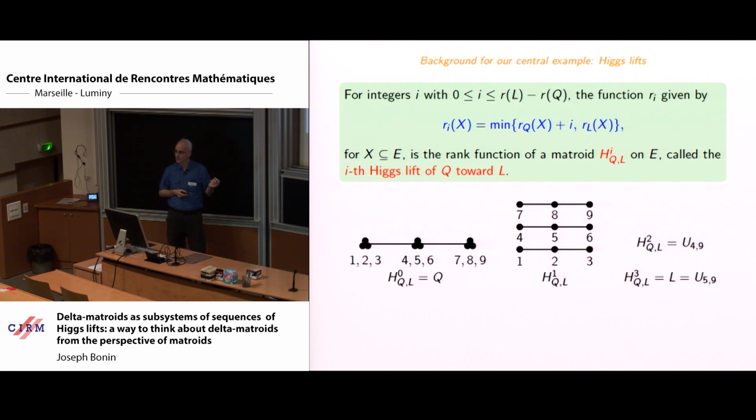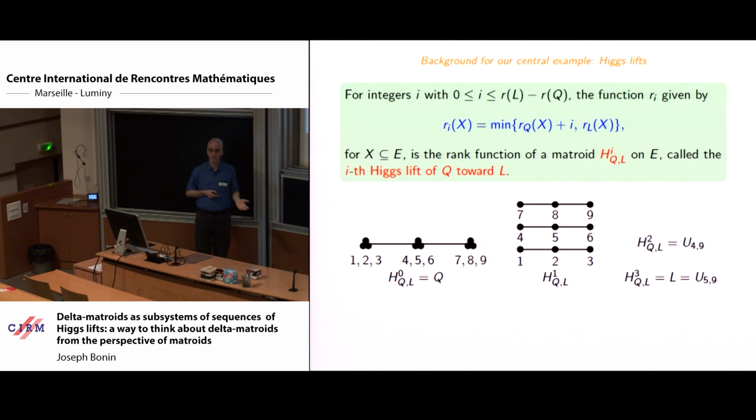So basically, you're allowing the rank to go up by i compared to the quotient, provided that doesn't go above the rank in the lift. The lift provides an upper bound. And one can check that that is the rank function of a matroid, and that's the Higgs lift, the ith Higgs lift of Q towards L. So let's just look at that in the example to make that clear.